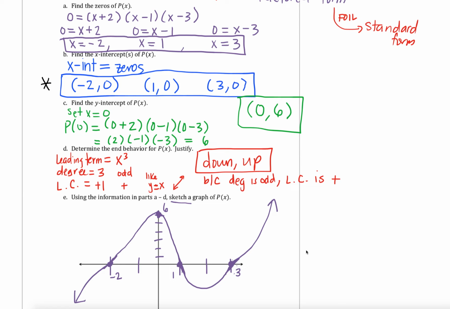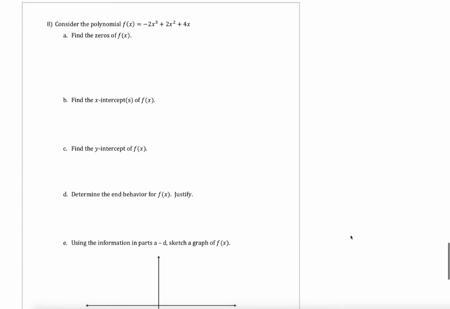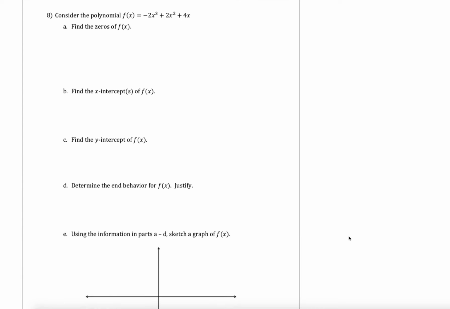All right, let's look at another example. So this will be our last example. We have the polynomial f of x equals -2x cubed plus 2x squared plus 4x. Now the difference here is that we're actually in standard form. And I can't solve for the zeros unless I'm in factored form. So we need to figure out how to factor this.